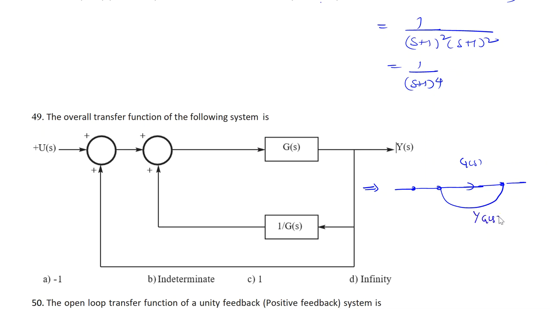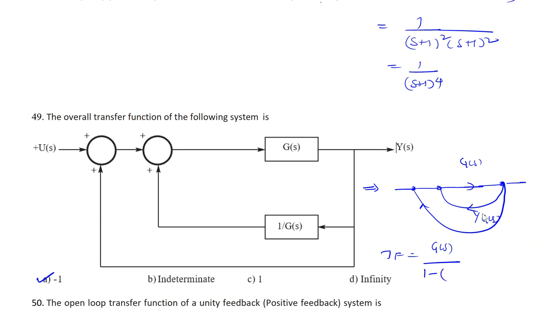Anybody got the answer? Yes, if you're getting the answer as minus 1, then you are right. Your concept is absolutely clear. Now, if you write the transfer function by using Mason's gain formula, the transfer function is equal to the number of forward paths, G(s), divided by... how many loops are here? There are two loops. Okay, the first one is G(s) into 1/G(s). So what you'll get is 1 minus the sum of individual loops.